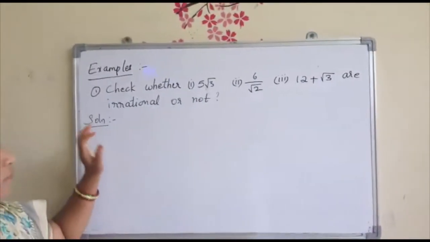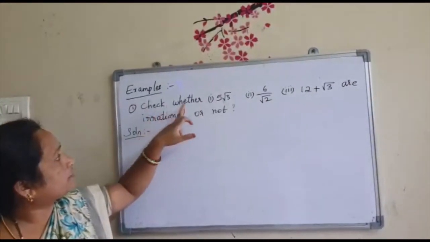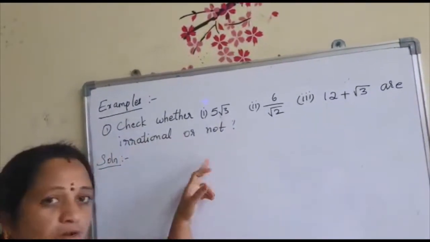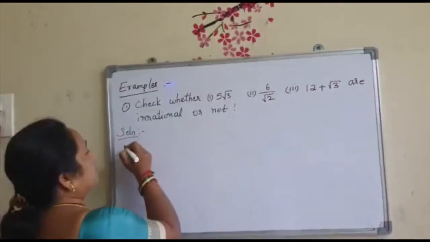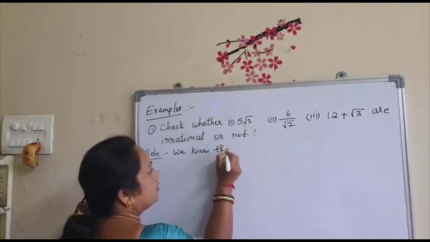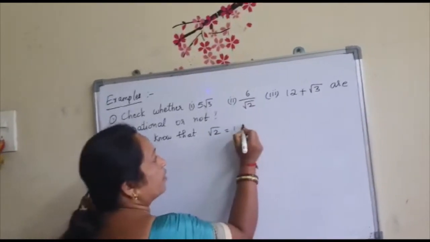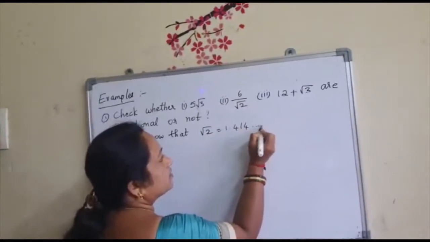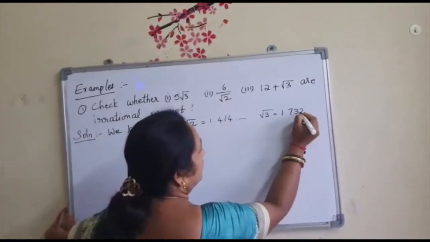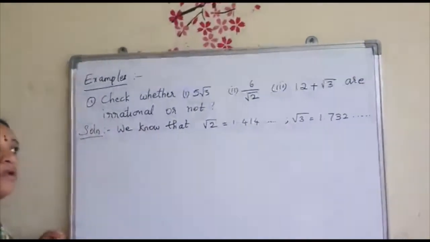Now let us do a few examples based on what we have discussed just now. Check whether 5 root 3, 6 by root 2, 12 plus root 3 are irrational or not. Children, we know the values of root 2 and root 3. Root 2 is equal to 1.414 and so on, and root 3 is equal to 1.732 and so on. So they are non-terminating, non-recurring decimal numbers.